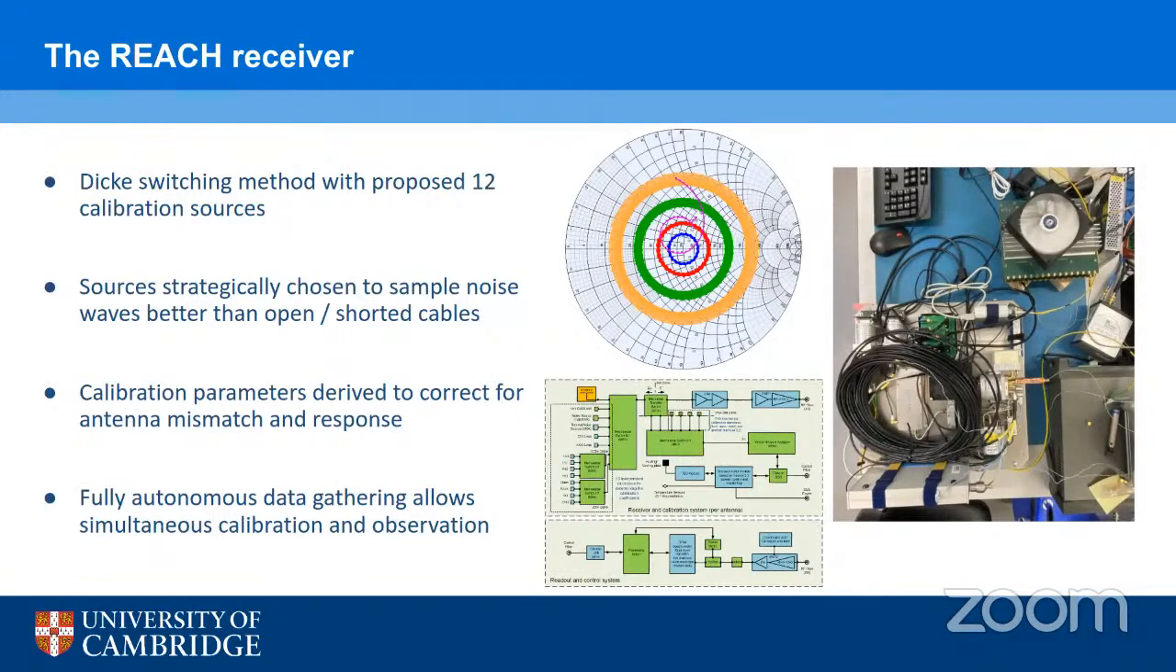and gain as much information on the instrument as possible. In our calibration process, we will be deriving calibration parameters that correct for the antenna mismatch and response. And our goal is to make this fully autonomous to allow for simultaneous calibration and observation in the field. On the far right, we see the current state of our receiver. As you can see, it's not complete yet. We don't have RF shielding, temperature control, etc.